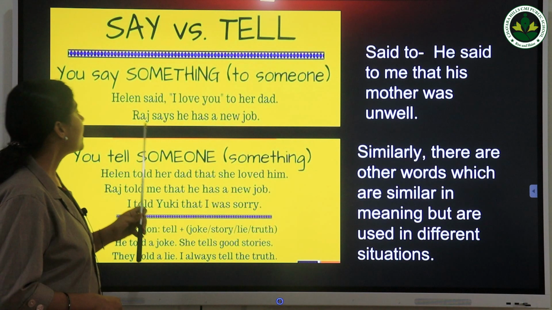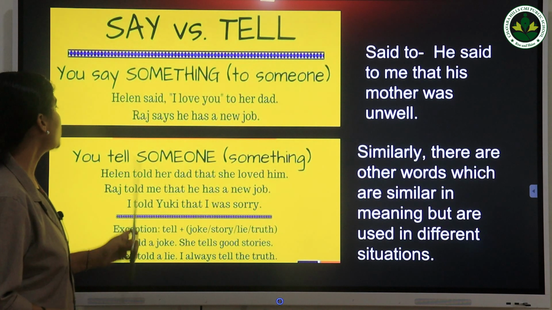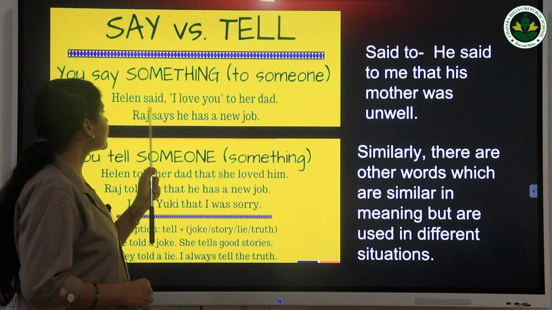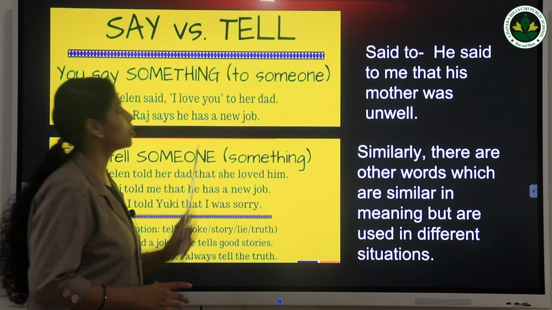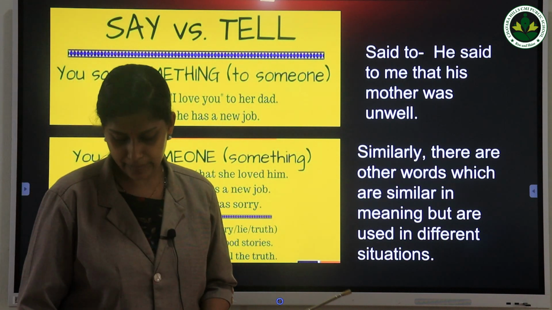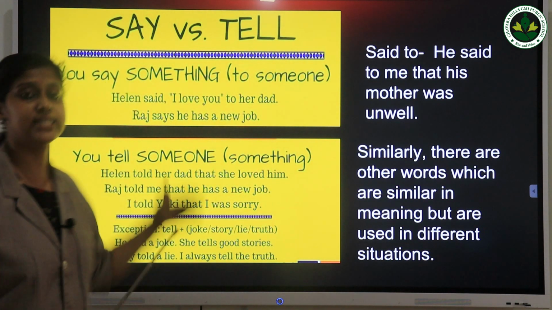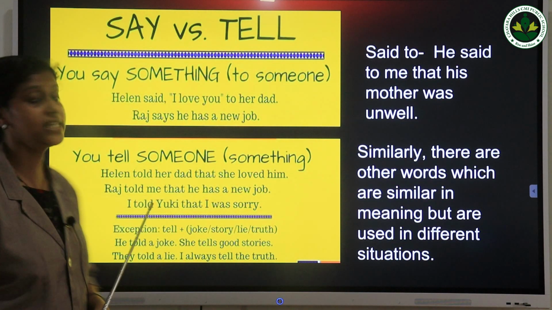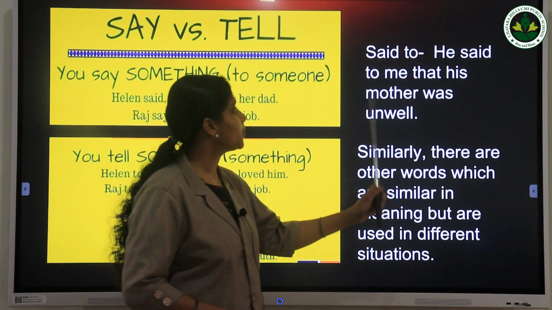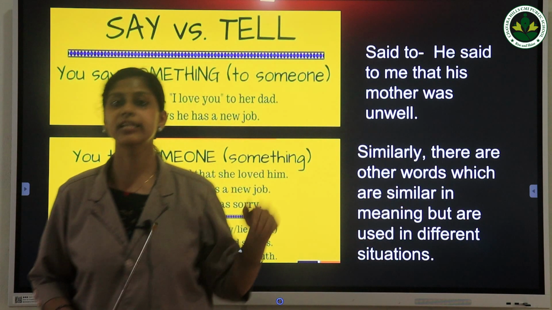Next one, Raj says he has a new job. Then Helen said, I love you, to her dad. Here you can see said and to are used. We can use said to when the listener is mentioned. For example, he said to me that his mother was unwell. He said to me. Here the listener is mentioned.